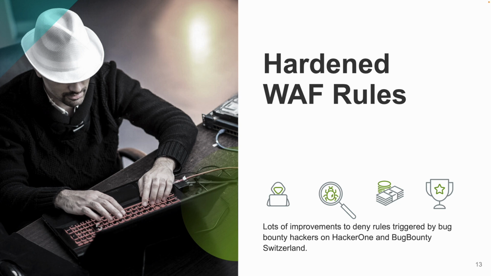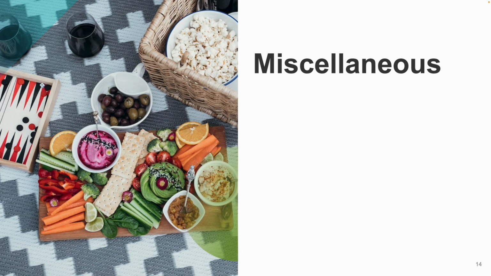For many years, we have been running a bug bounty program on HackerOne, where hackers from around the globe can attack web applications and APIs through Airlock Gateway. They report their findings, which helped us to improve the deny rules and filters. Besides the already mentioned improvements, the new release has also some more new features.